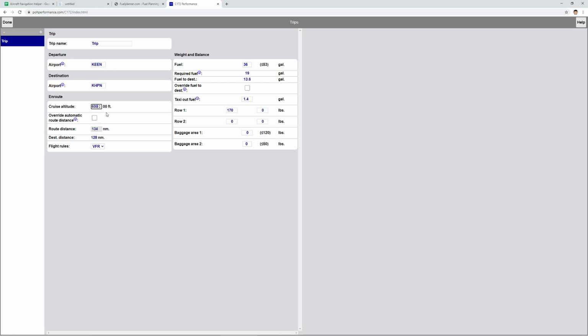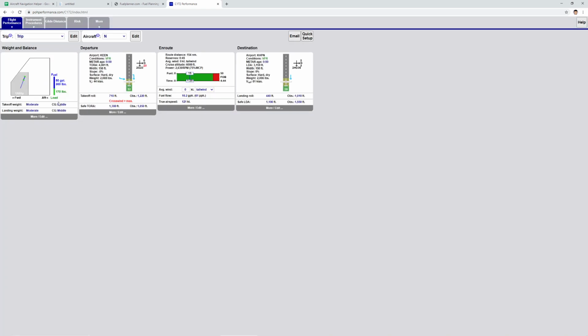Our cruise altitude is going to be 6,000 feet. Override automatic distance. Notice it calculates it, assuming we're IFR here. We've got a required fuel. Now, let's say we're carrying 50 gallons here, just like we said we could. Notice our required fuel is basically almost exactly what we corrected it to be. So now I'm going to come over here and press the done button. Take a look at this.